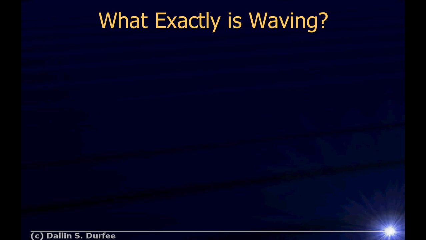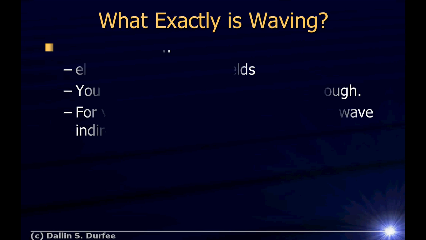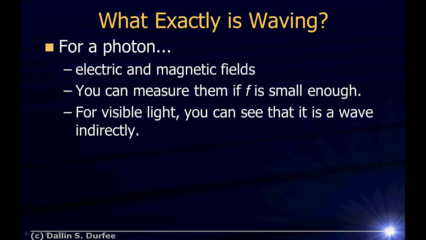Okay, so if an electron is a wave, if a Ford Taurus is a wave, what exactly is it that's waving? For a photon of light, it's a combination of an electric and a magnetic field that are oscillating. You can measure these fields directly if the frequency is small enough. If I have radio waves, which are made up of very low energy photons, right? I have a radio tower, the radio waves come, I can put up an antenna, I can measure those waves directly.